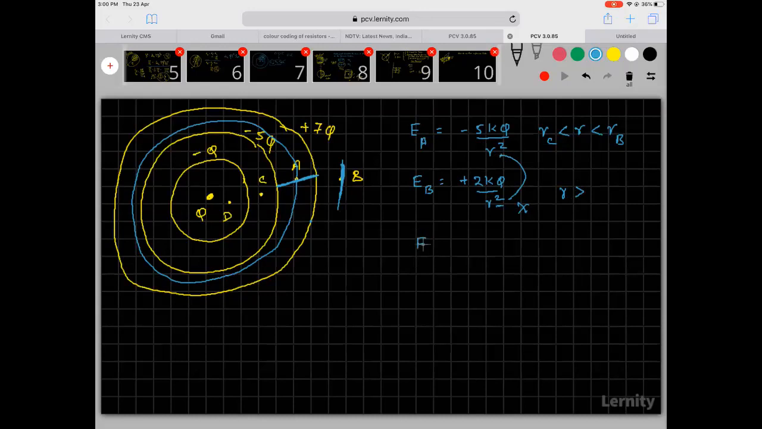Okay, then EC. Here the total charge inside is 0, so the electric field at C is 0. Not only at C, the electric field anywhere between the innermost sphere and the second sphere will be 0.